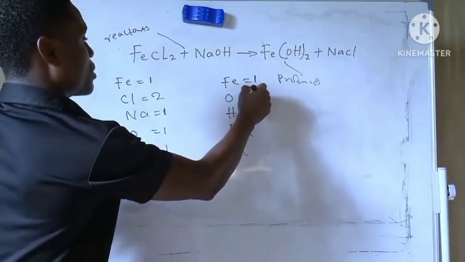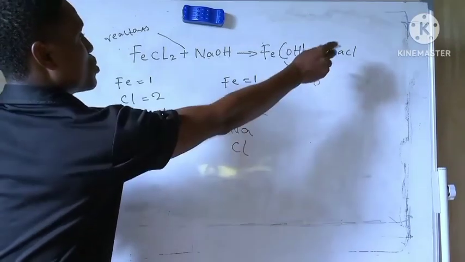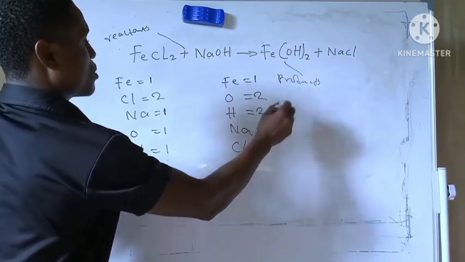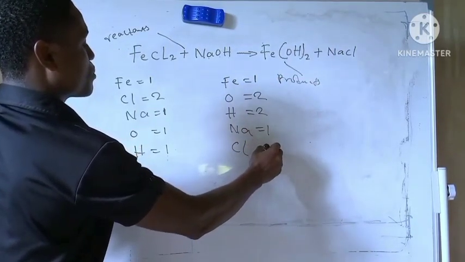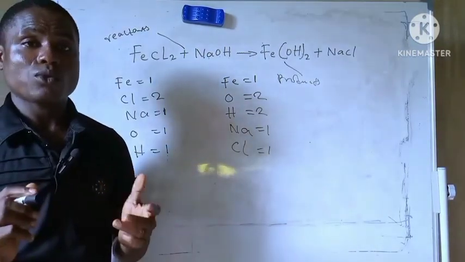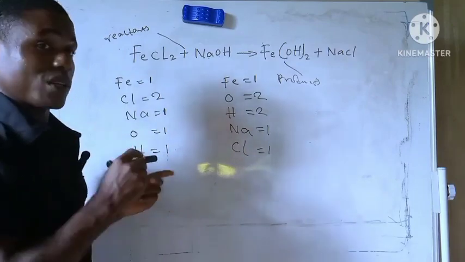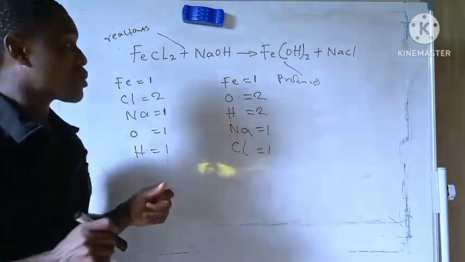So oxygen, here we have 2, hydrogen, we have 2, sodium is what? Is 1, chlorine is 1. So we are done writing down the given subscript for the atoms, right? So the next step is to identify if our equation is balanced or not, right?